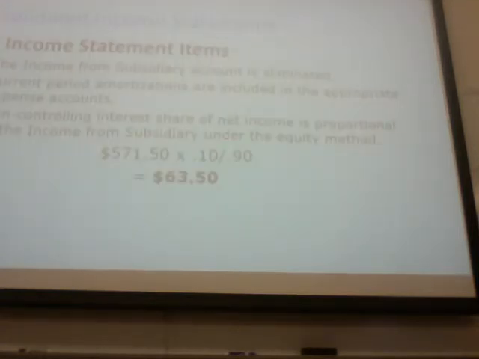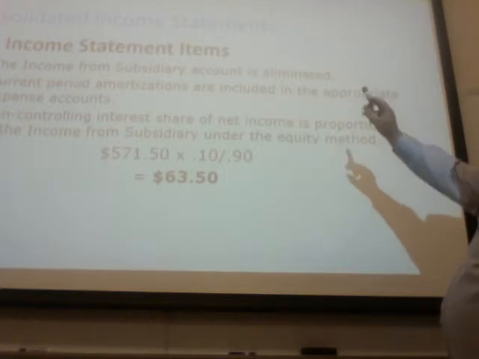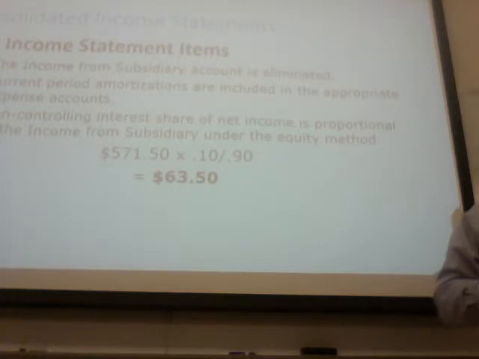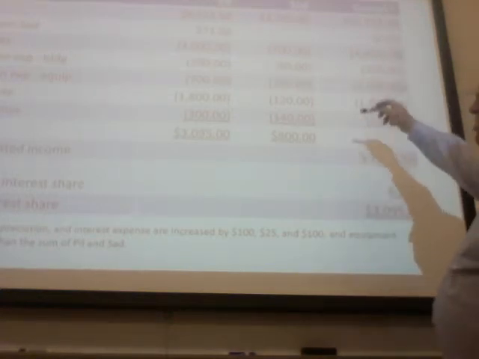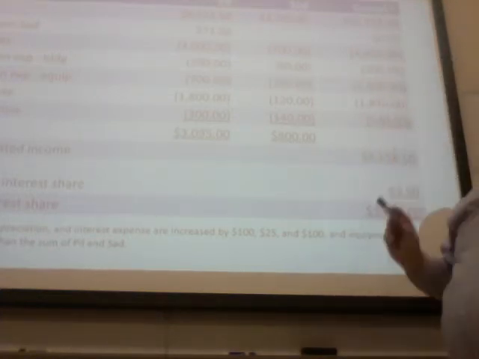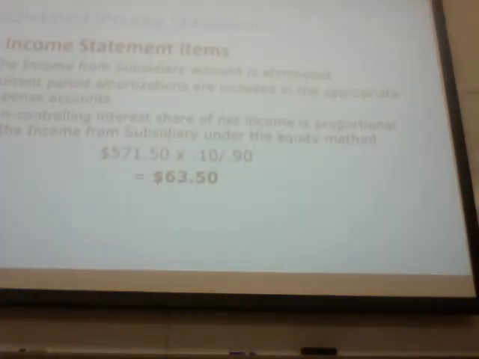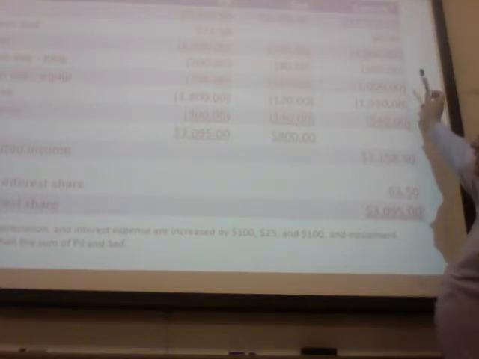Okay, so looking back at this income statement, key income statement items, and we don't see the entries on this, but we will see them soon enough. The income from the subsidiary account is eliminated. Income from SAD, this $571.50, it doesn't come over in our consolidated financial statements. There's an eliminating journal entry column where that goes away. And we're just not going to go there yet, but we'll go there soon enough. Okay, current period amortizations are included in the appropriate expense accounts. So we've adjusted depreciation expense, building, equipment, and interest expense with their current period amortizations.